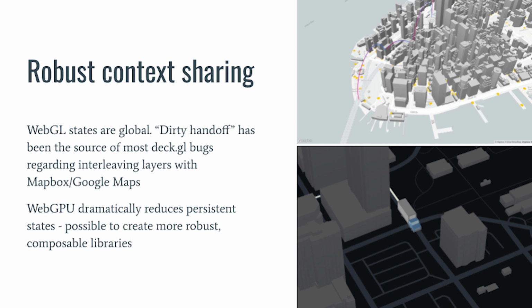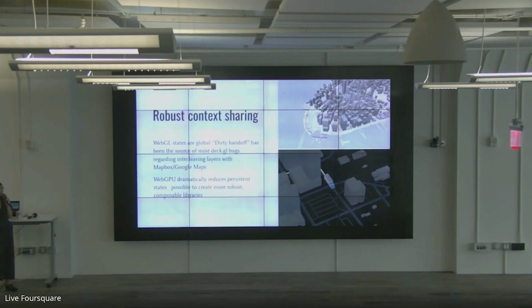When we do interleaving layers with either Mapbox or MapLibre or Google Maps, a lot of the bugs or issues stem from the context handoff, because all the WebGL states are global. And when we allow the base map to draw into that context and get it back from the base map, the states have changed without any documentation. So a lot of that unexpectedly changed the behavior of DeckGL, and that's the source of, I want to say, 80% of the bugs that get reported to us.